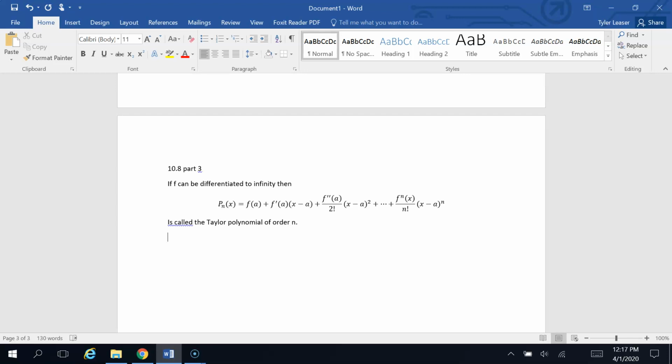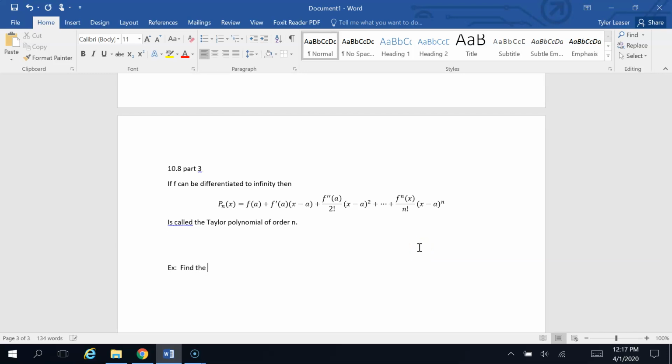Just know that a lot of times on the homeworks and then eventually the test questions, they're not going to ask you to find the entire Taylor series. They're just going to ask you to find the nth polynomial for the Taylor series, what I'll call the Taylor polynomial. So let's look at a quick example of that.